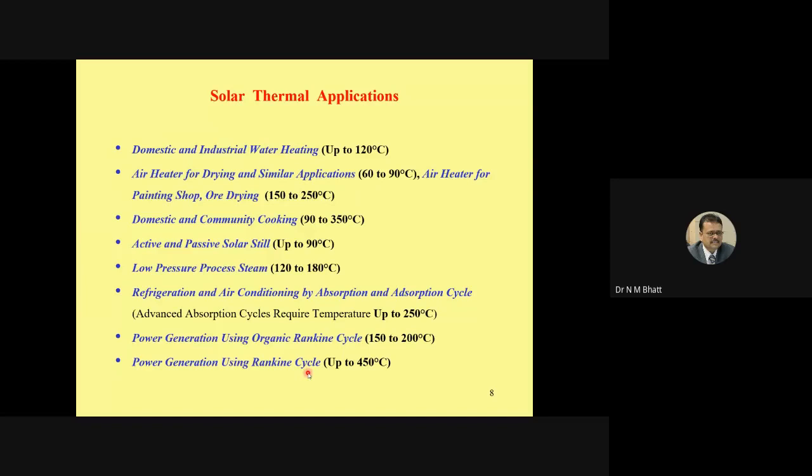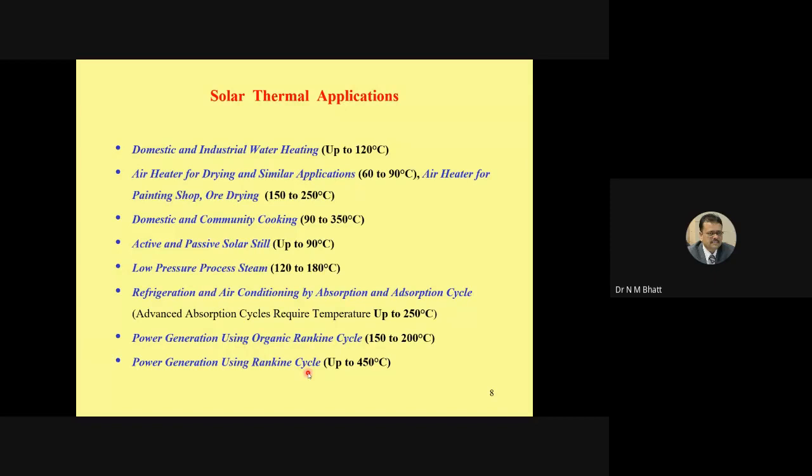The next application we already discussed yesterday, that is refrigeration and air conditioning by absorption and adsorption cycle. Yesterday was the lecture on recent development of solar R&AC, so I am not going to elaborate because various options were discussed yesterday. Then power generation using the organic Rankine cycle was also discussed yesterday, and then power generation using the Rankine cycle, which requires a temperature up to 450 degrees centigrade. So these are the applications.